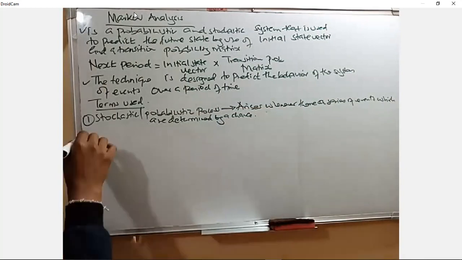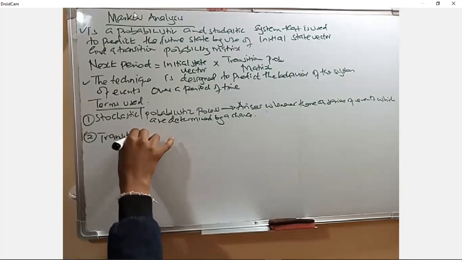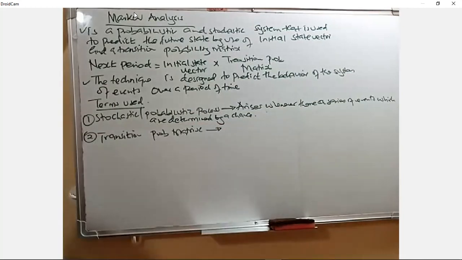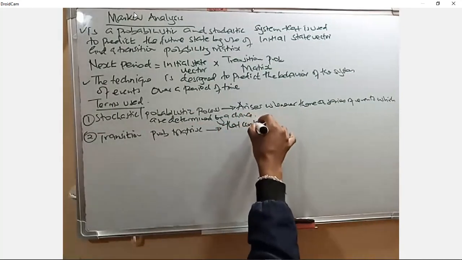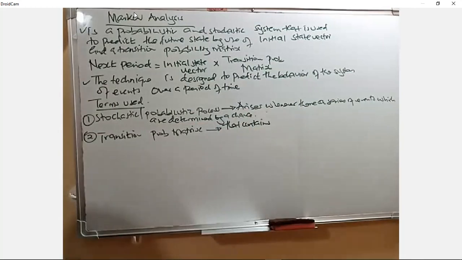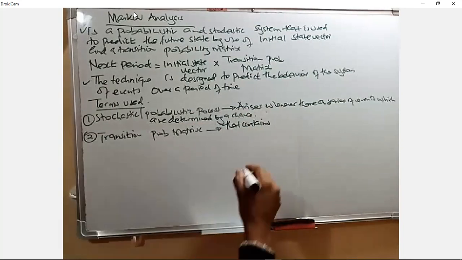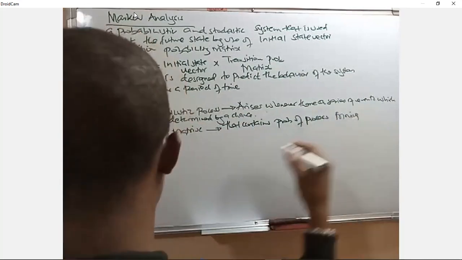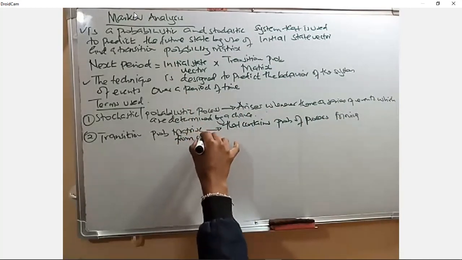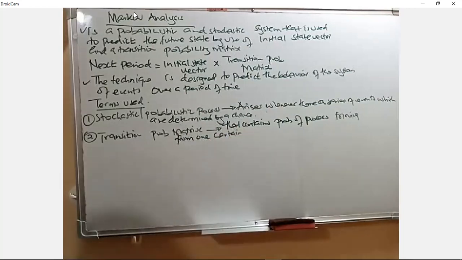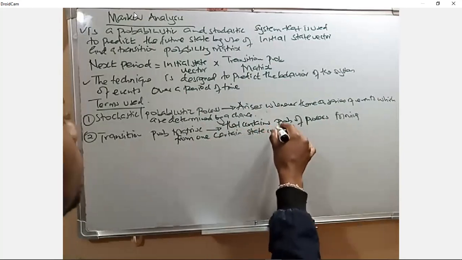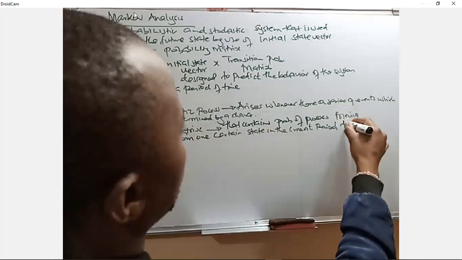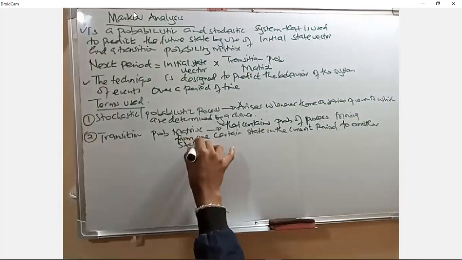Now, number two, we look at the transition probability matrix. When I look at the transition probability matrix, I say it is just a matrix that contains the probability or process of moving from one certain state in the current period to another state in future.